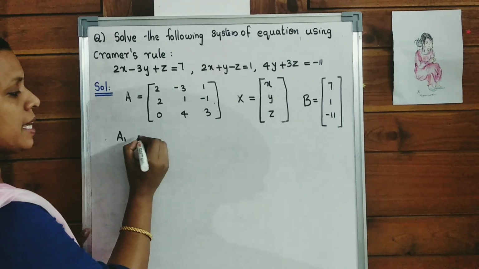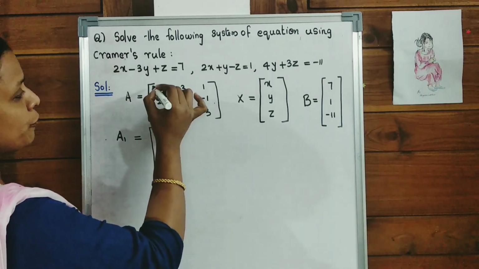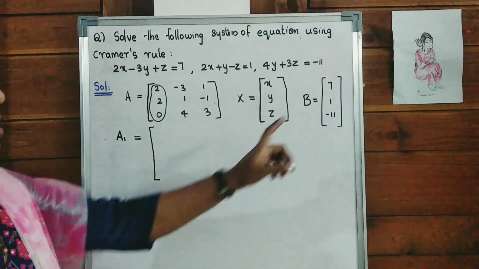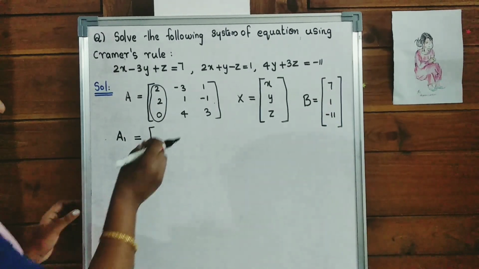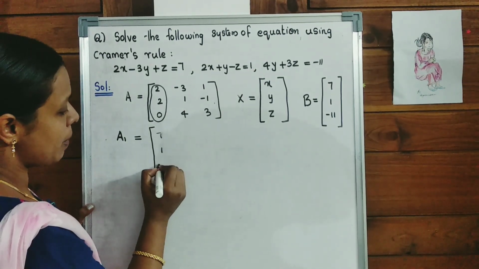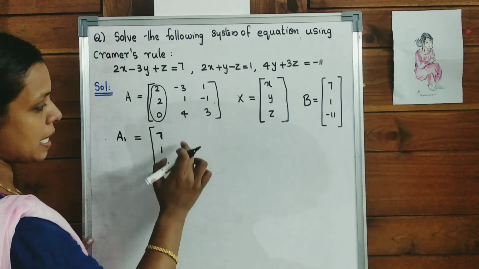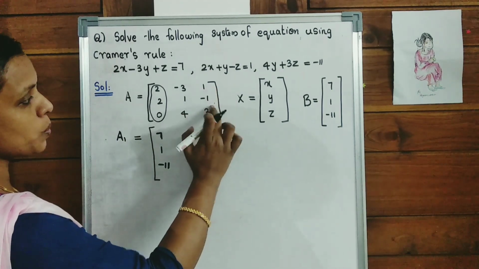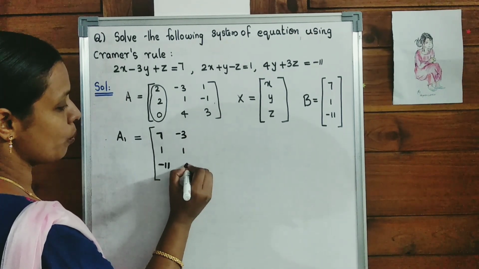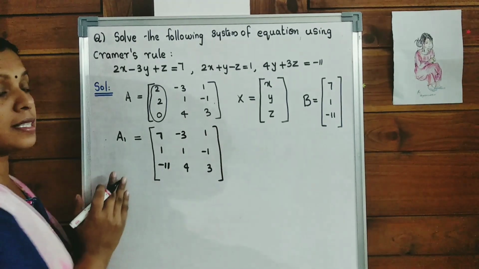Next we find matrix A1. In matrix A, we delete the first column. Instead of this, we insert 7, 1, minus 11 as the first column. Then write minus 3, 1, 4 as the second column and 1, minus 1, 3 as the third column. Okay, this is matrix A1.